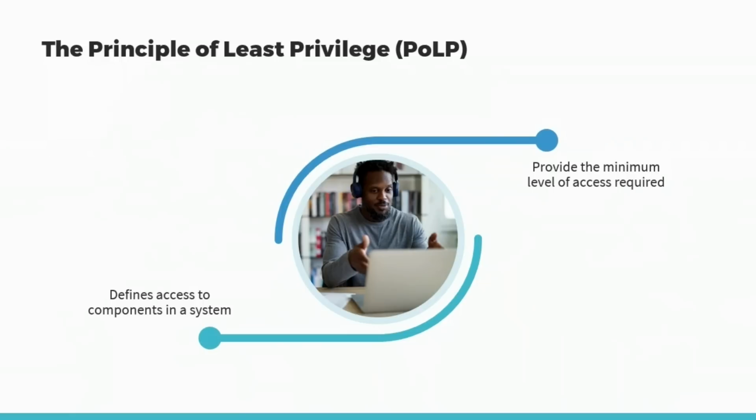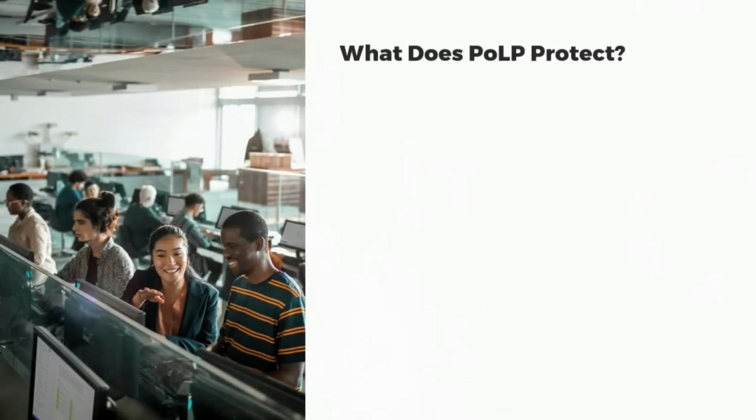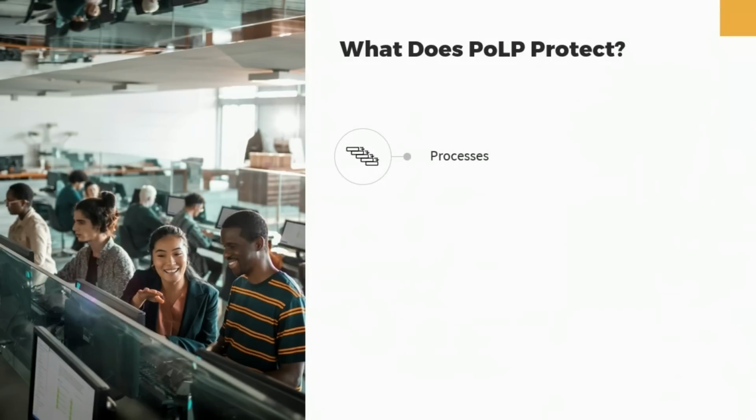In short, it means that there are certain things that you need to be able to do to perform your duties, but you shouldn't be able to do everything. So, by properly implementing the principle of least privilege throughout your organization, you can help to protect the processes you have in place, the systems in use, and the applications and data being used.